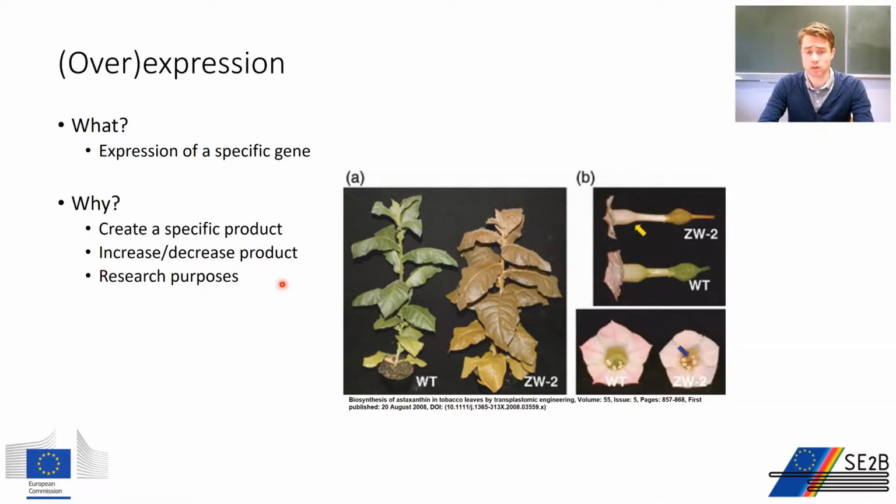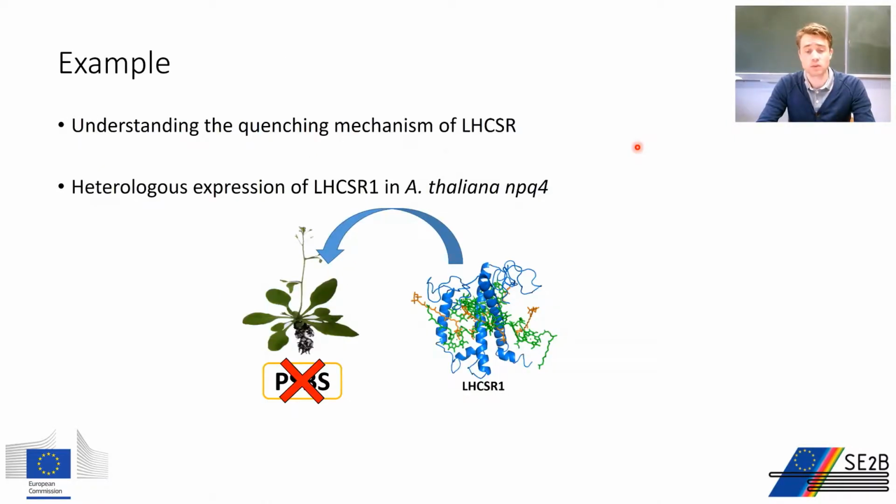And in this one I will give an example. My research is about understanding the quenching mechanism of LHCSR. LHCSR is very difficult to study in the host organism, so what we want to do is express the LHCSR gene into an Arabidopsis thaliana NPQ4 plant. Now the NPQ4 plant is a specific knockout, a PsbS knockout, because it doesn't have any PsbS, but we will get into that later.